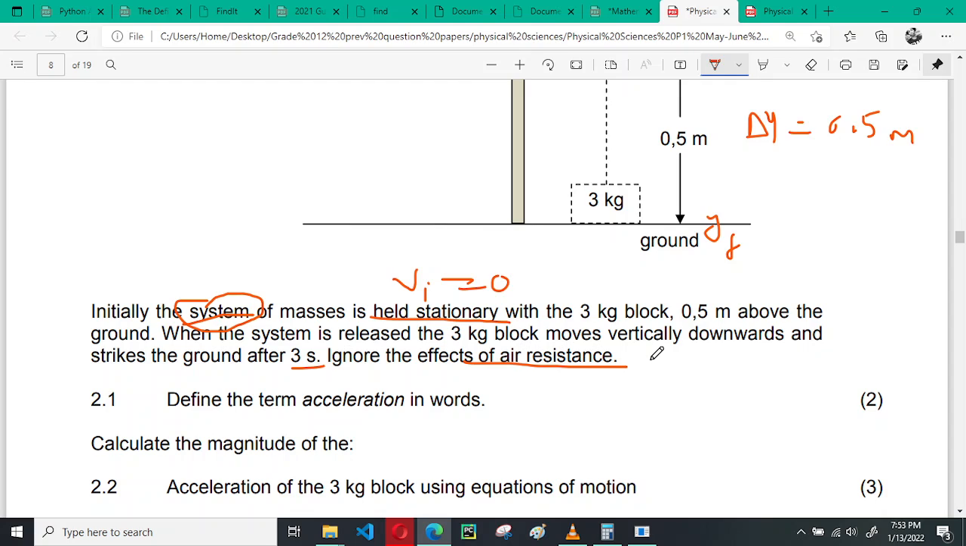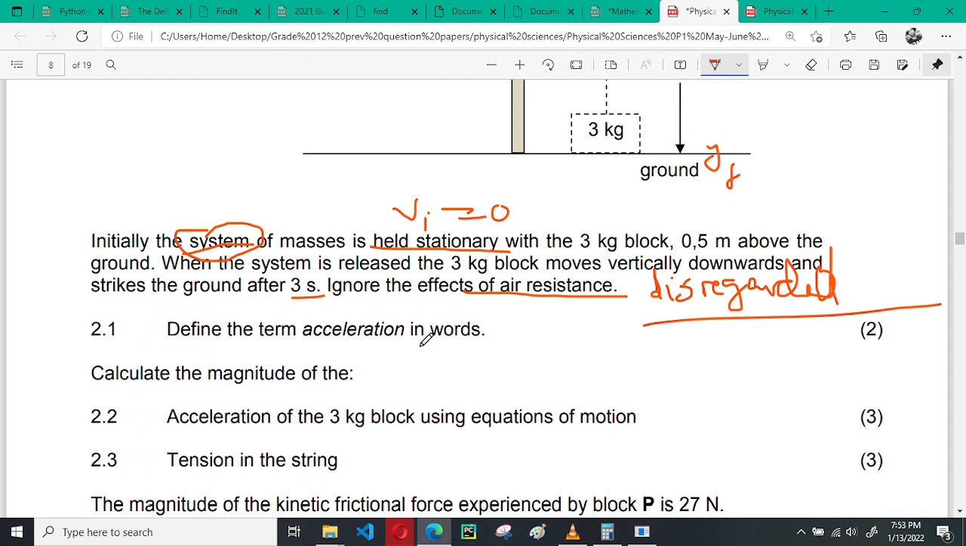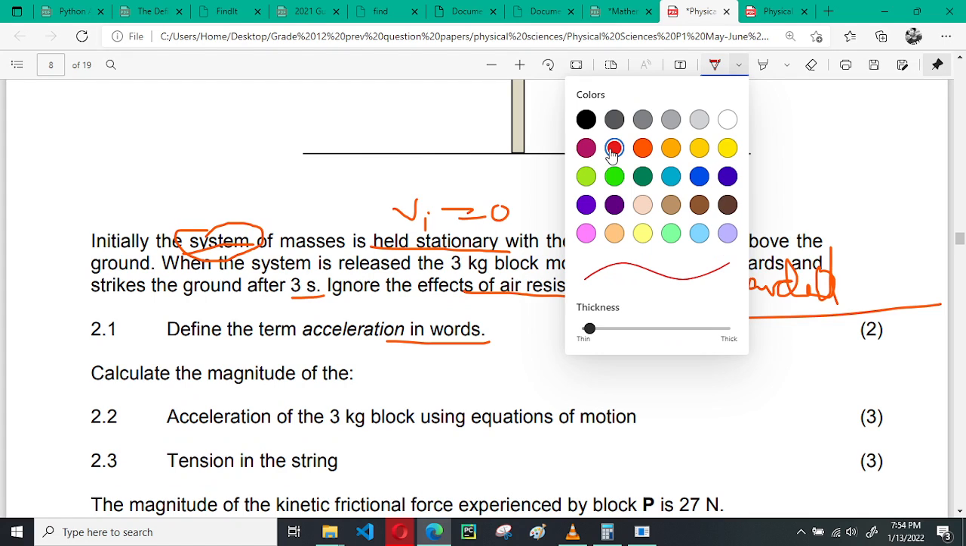You can all spell disregarded. We ignore the effects of air resistance when we do our questions. Now define the term acceleration in words. In this case, they said you must do it in words. Sometimes they don't specify, so we can always do it mathematically unless stated otherwise. Here they stated we do it in words, but we know that acceleration is the rate of change in velocity. Rate always means over time. How much does velocity change over time?